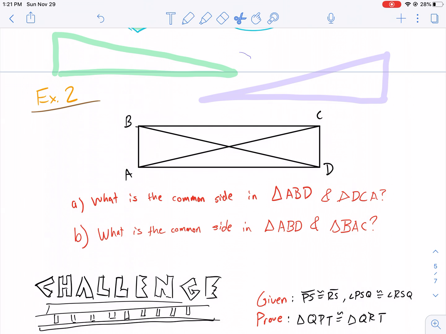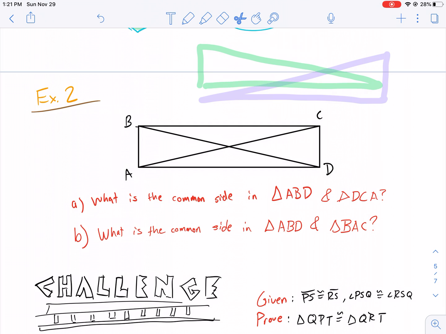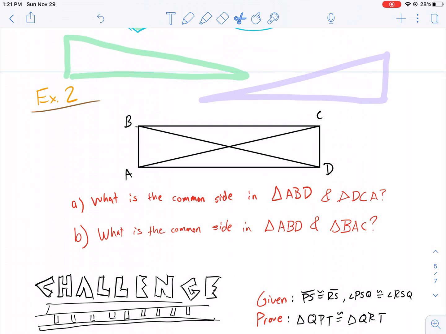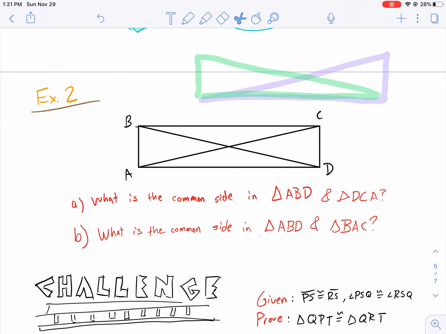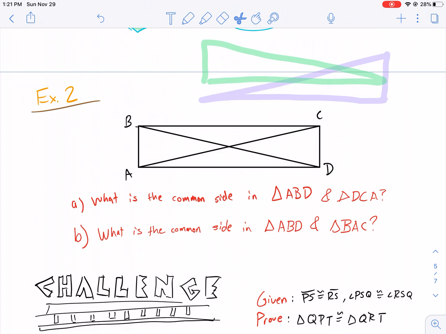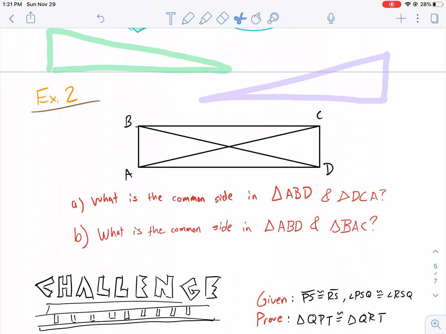Now it's actually easier to see what they have in common as we overlap them. And as you can see, we have a reflexive property here. This ability to separate the two and then bring them back together is the easiest way to see that we have a common side here. And as you can see also, we do not have a common angle.